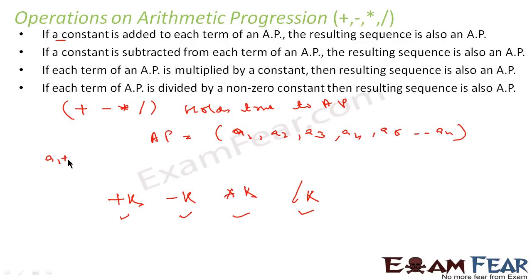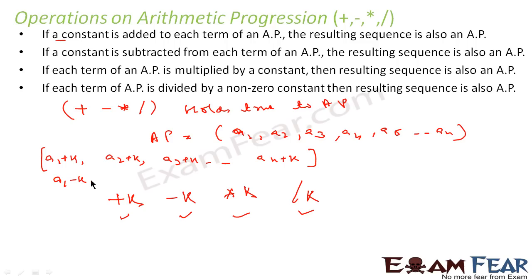So that means A1 plus K, A2 plus K, A3 plus K, and so on up to AN plus K. This is also an AP. Obviously, because if you subtract the first two terms, you get A2 minus A1, since K and K cancel. If you subtract the next two, you get A3 minus A2. So both are in AP.